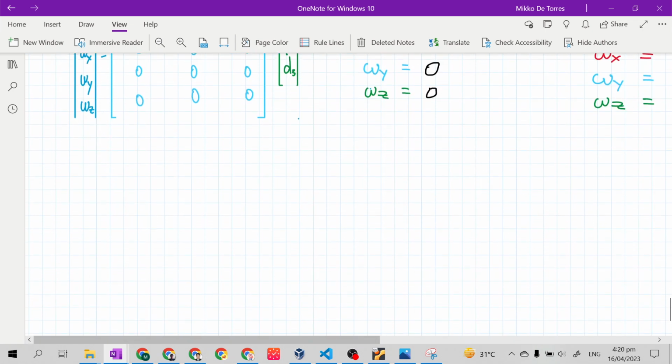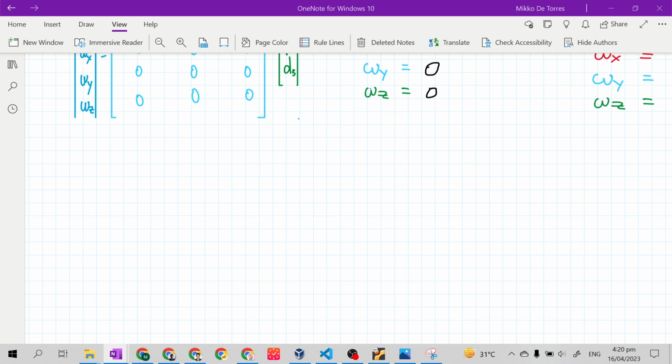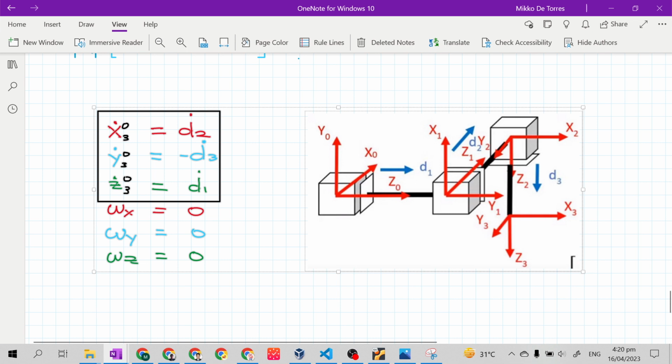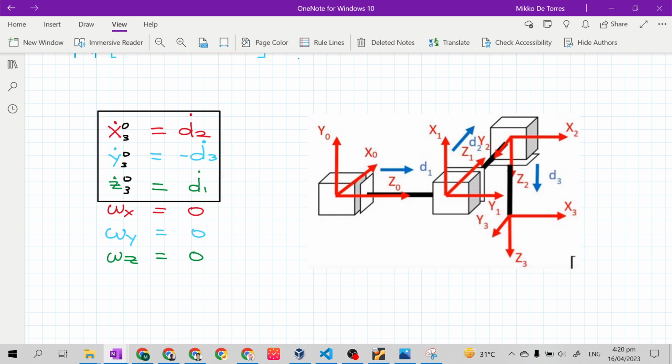Okay. So how to interpret the differential equations of the Jacobian matrix? The differential equations from the Jacobian matrix are used to interpret or to analyze the velocity of the end effector and joints of our mechanical manipulator. Using these differential equations, we can identify how to change or adjust the velocity of our end effector in the x, y, and z axis, as well as the rotation along the x, y, and z axis.